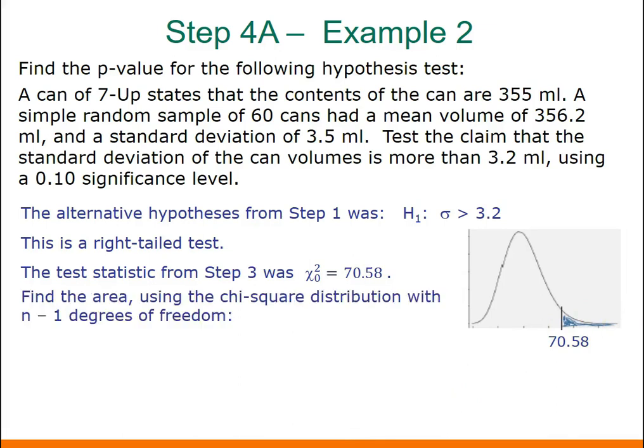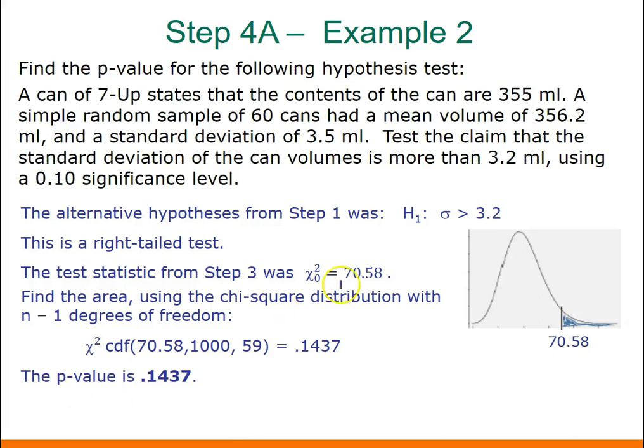Then we want to find the area of that shaded region, and we're using the chi-square distribution with n-1 degrees of freedom. So you can use the chi-square CDF function on your calculator. We're going to have the test statistic for our lower bound, a big positive number for our upper bound, and since our n was 60, that means our degrees of freedom is 59. So we get an answer for the area of 0.1437, and that's our p-value. Again, we don't need to multiply by 2 in this one because we didn't have a two-tailed test.